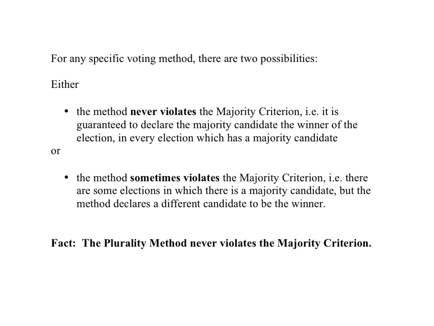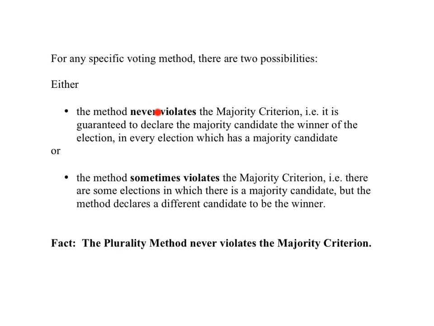For any specific voting method, there are two possibilities. Either the method never violates the majority criterion, in other words, it is guaranteed, it is engineered so that it declares the majority candidate the winner of the election in every election which has a majority candidate in the first place. Some elections have no majority candidate, but in the ones that do have a majority candidate, the method certainly makes that candidate the winner. Okay, that's what it means to never violate the majority criterion.